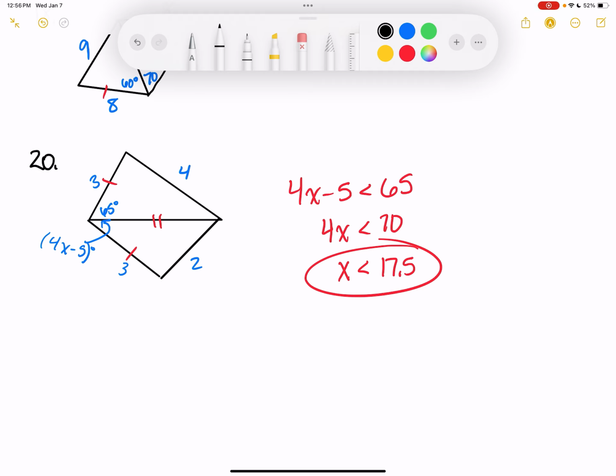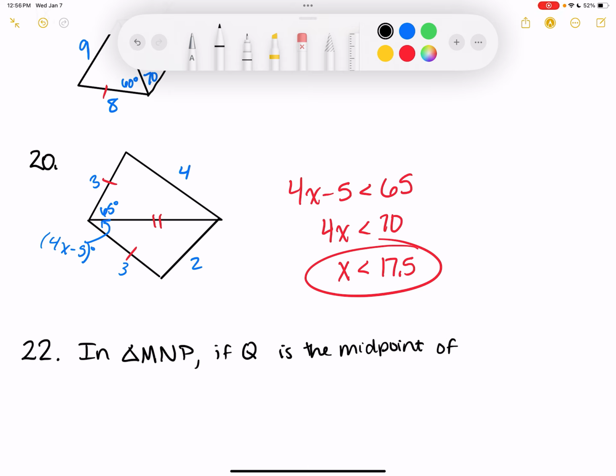All right, in exercises 21 through 23, write the first statement for an indirect proof of the situation. So our first statement is essentially the opposite of what it's trying to prove. Essentially all we have to do on those ones. So 22, the statement is in triangle MNP, if Q is the midpoint of NP, then MQ is a median.